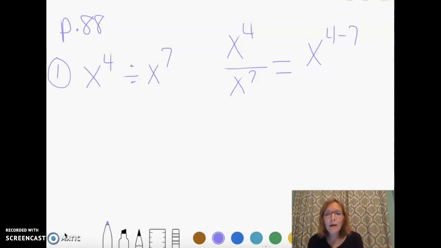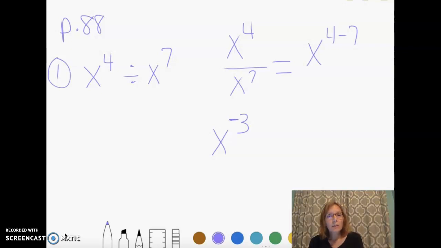All right, so now I have 4 minus 7. My signs are different, so I'm going to subtract. 7 minus 4 is 3, so I get x to the third, but the answer takes the sign of the bigger number. And since 7 is bigger and it's negative, that answer is going to be negative.